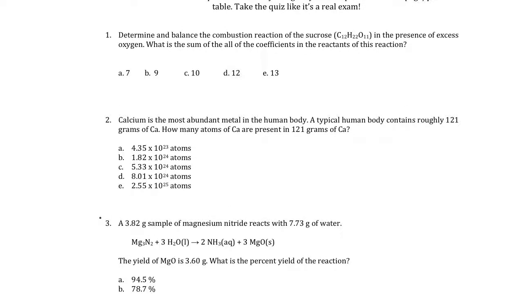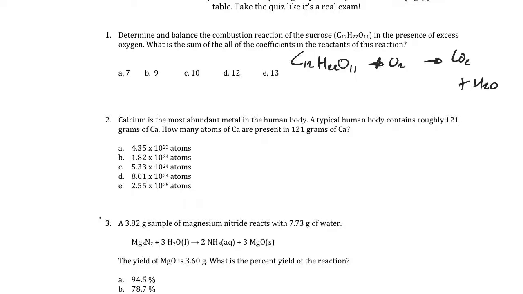So determine and balance the reaction for sucrose, the combustion of sucrose, in the presence of excess oxygen. What are the coefficients in the reaction? So it'd be C12H22O11 plus O2 goes to CO2 plus water.